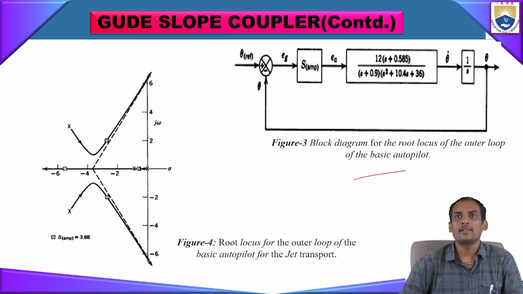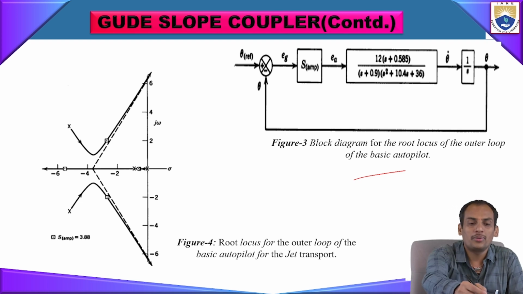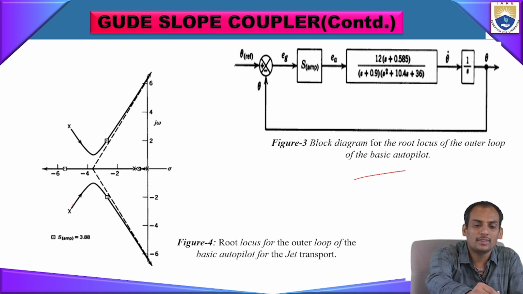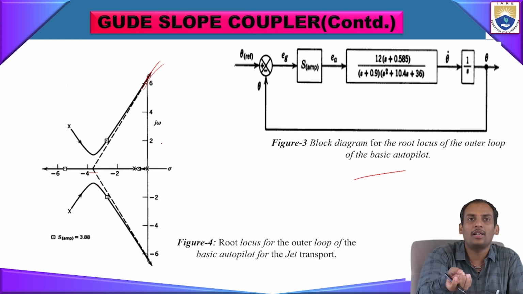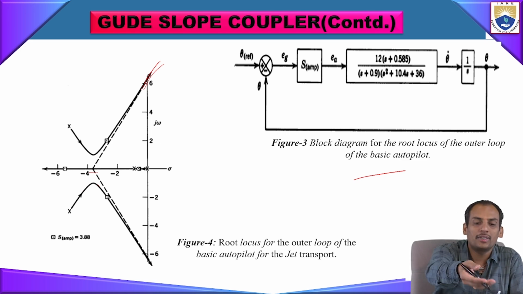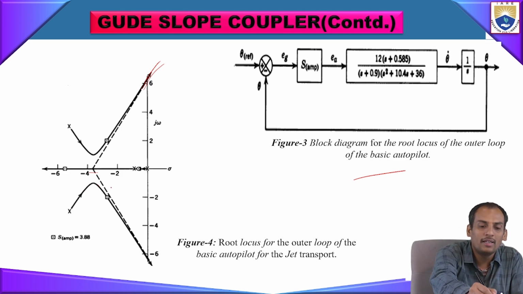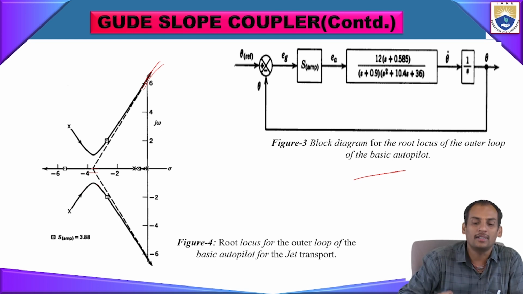See here, for this autopilot, the root locus of the outer loop of the autopilot has poles with asymptotic values, which are near the real axis, but not touching the imaginary axis. That means the s values are near the imaginary axis rather than the real axis. If you see the approach of these values, it is almost near the real values, but it does not touch them.